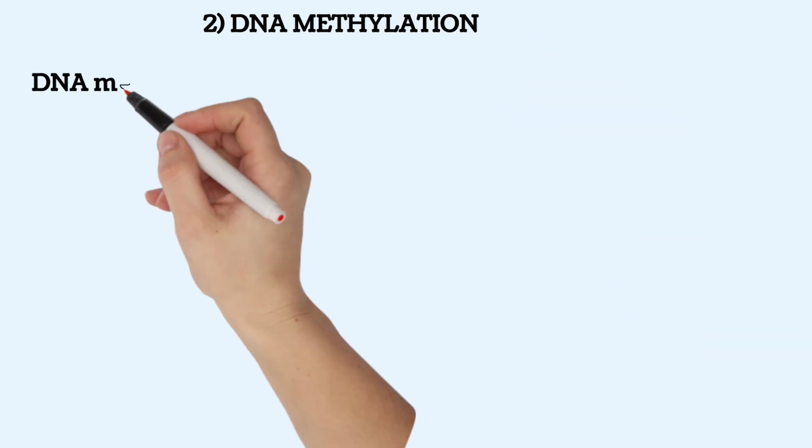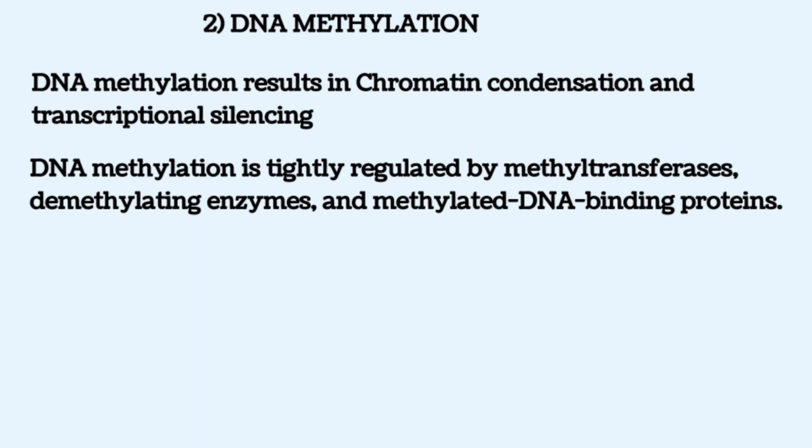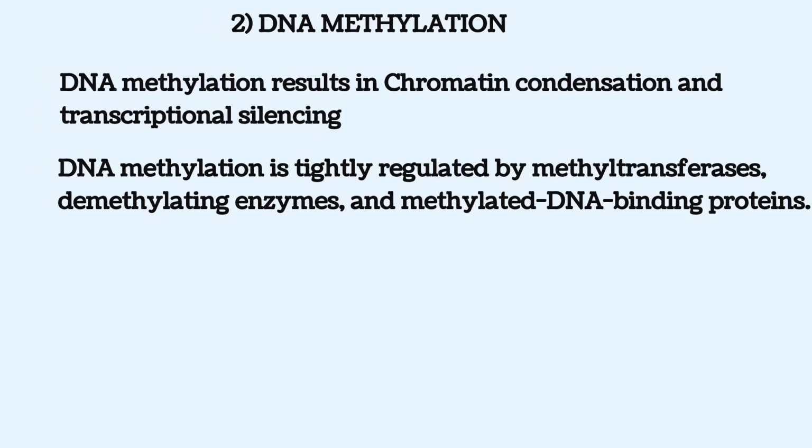Now let us study about DNA methylation. As we already know, DNA methylation helps in chromatin condensation and acetylation helps in chromatin opening. DNA methylation helps in chromatin condensation and transcriptional silencing, and it is regulated by enzymes such as methyltransferases, demethylating enzymes and methylated DNA binding proteins.